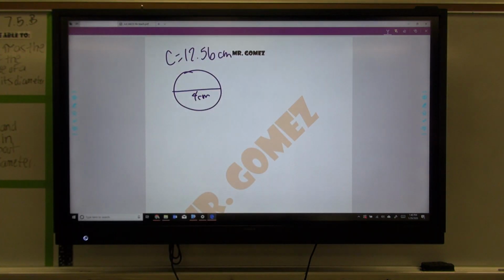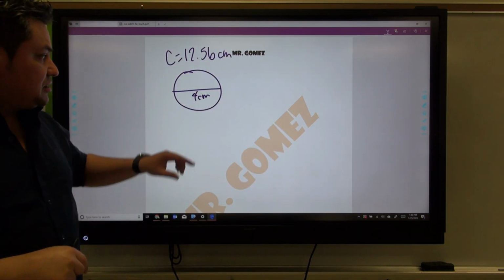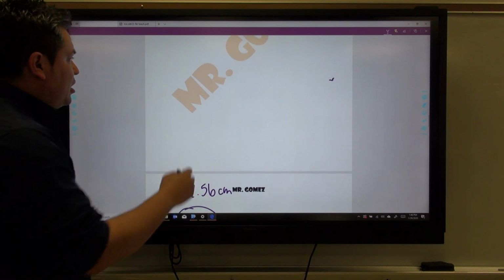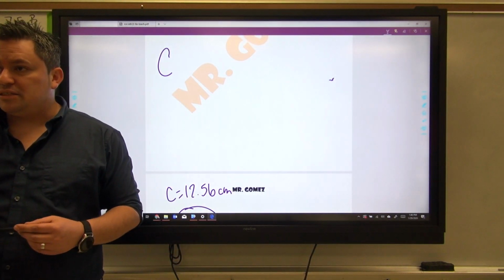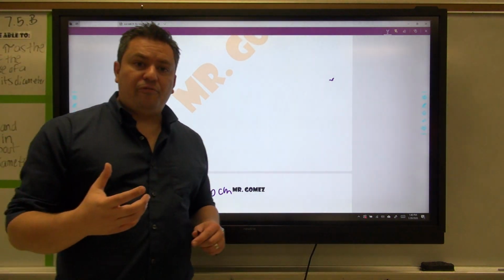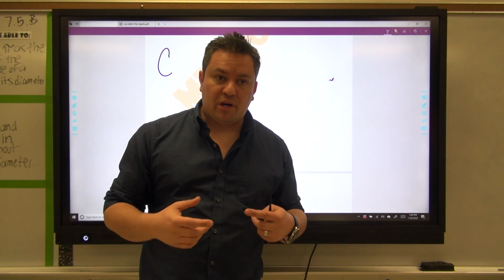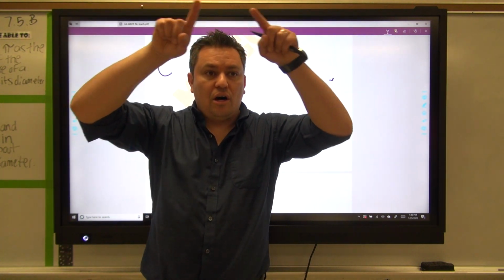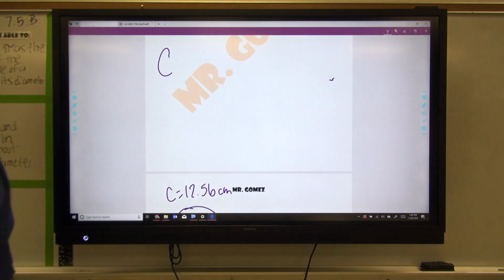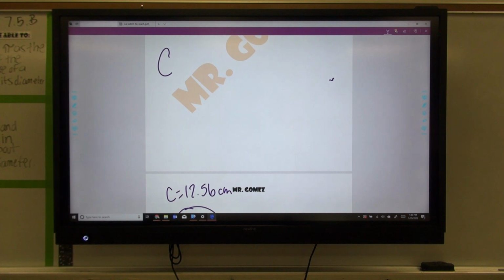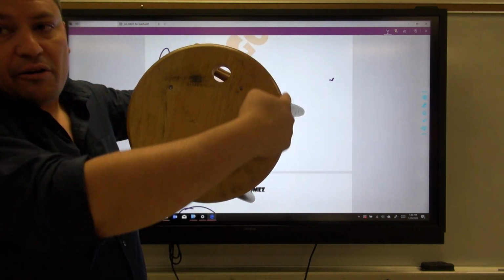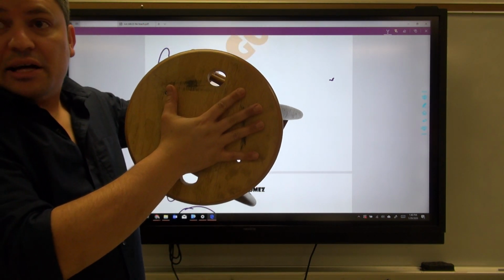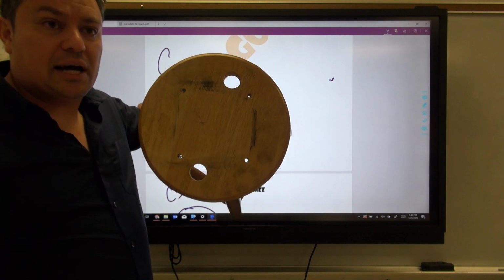By the way, to find the circumference, let's do it over here. Circumference is represented by the letter C, capitalized. Now the circumference is the same thing as perimeter, so it's the outside of a circle, okay? So if it's the outside of a circle, I have an example right here. I have a chair. Right here, this is the circumference, not the inside. The inside is area, and we're gonna talk about that later.